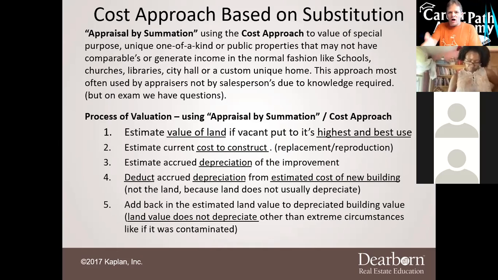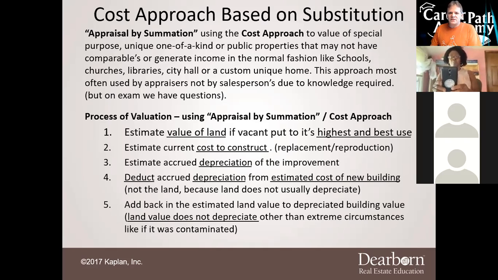And I have them all here on this one slide. So you could either go by your notes that are highlighted and broken up here, or you could take a snapshot of this here too. So the cost approach is based on substitution. Let's look at this slide. Sometimes it's called the appraisal by summation. Summation shows you that they're going to be doing some math, right?